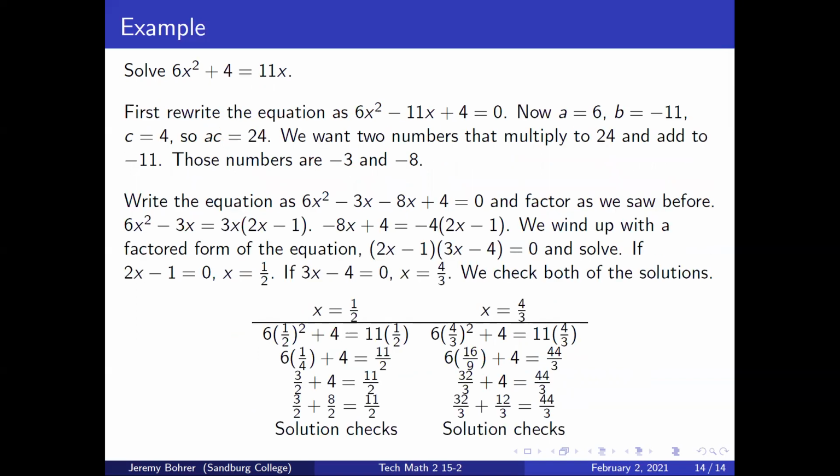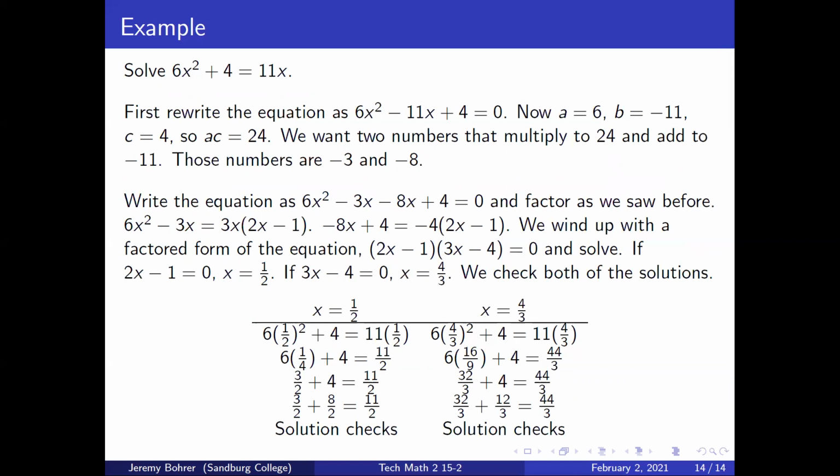Solve 6x squared plus 4 equals 11x. First, rewrite the equation as 6x squared minus 11x plus 4 equals 0. Now a equals 6, b equals negative 11, c equals 4, so ac equals 24. We want two numbers that multiply to 24 and add to negative 11. Those numbers are negative 3 and negative 8.